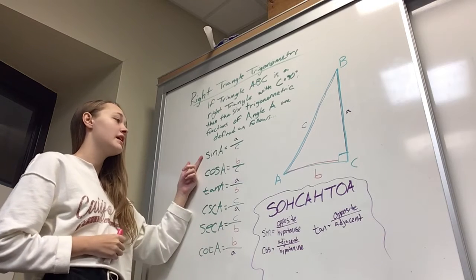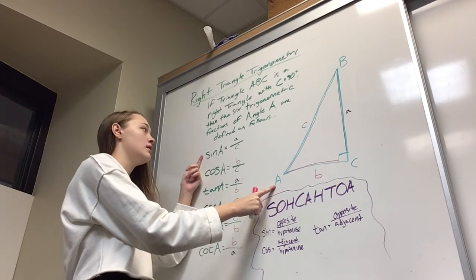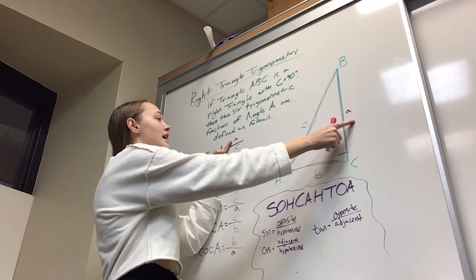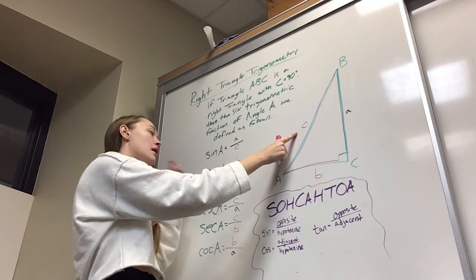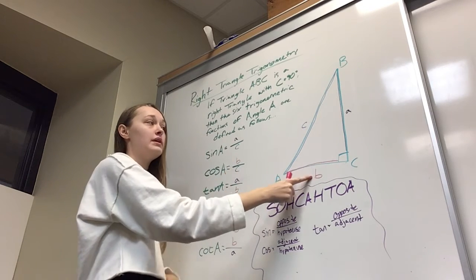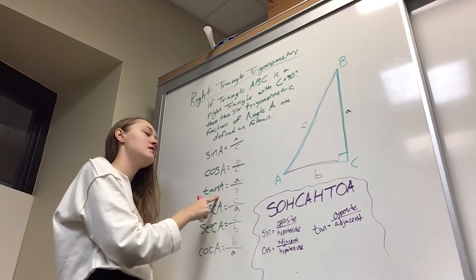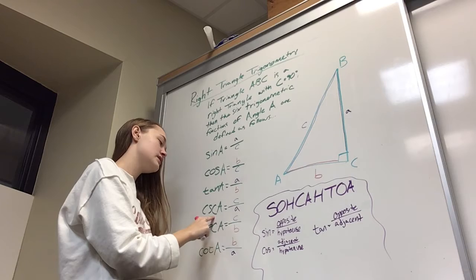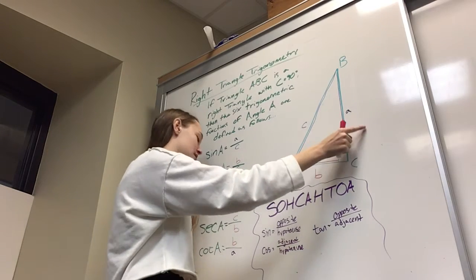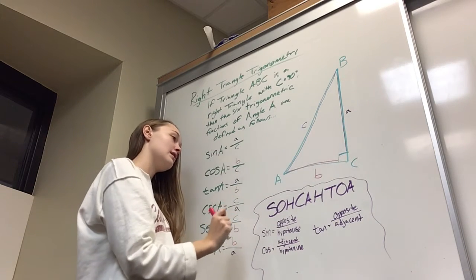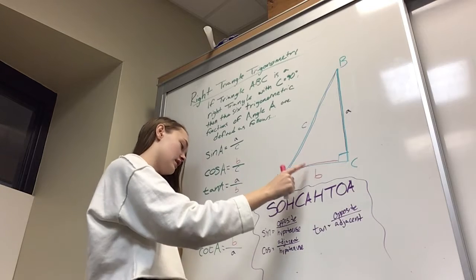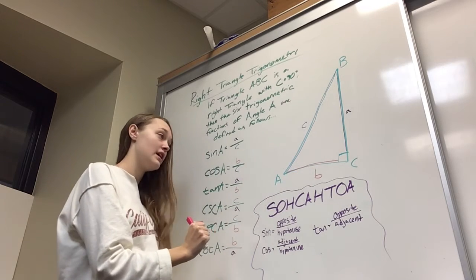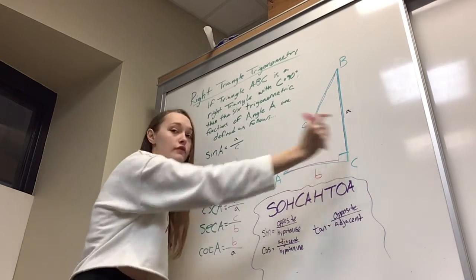So we have sine of angle A, which is right here, is equal to side A over side C. Cosine of angle A would be side B over side C. Tangent of A would be side A over side B. Cosecant of A is side C over side A. Secant of A is side C over side B. And cotangent of A would be side B over side A.